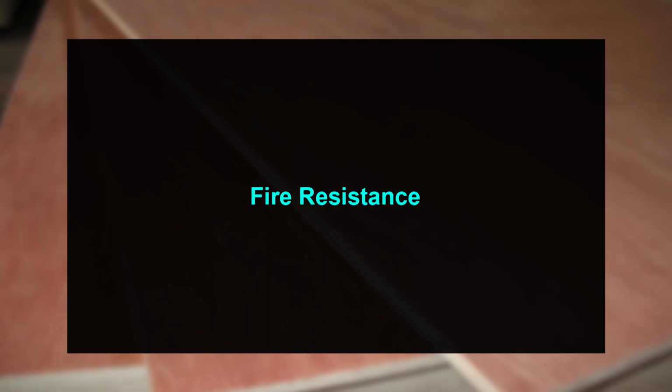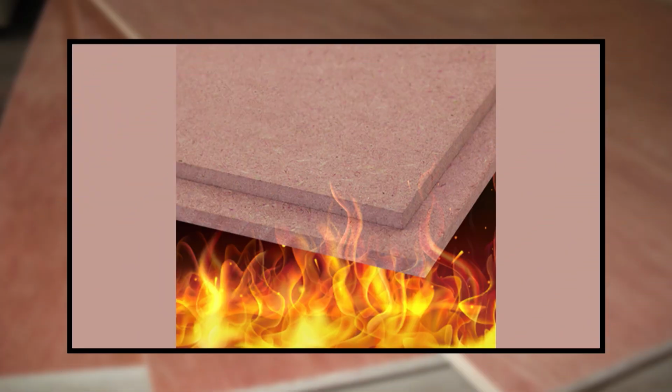Lastly comes the property of fire resistance. Fire-resistant plywood is a type of plywood that is designed to resist fire. It is often used in commercial and industrial buildings where fire safety is a concern. Fire-resistant plywood is made with a fire-retardant resin that helps to prevent the spread of fire.